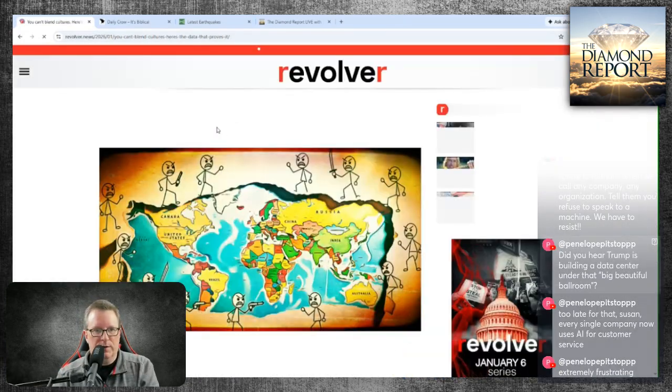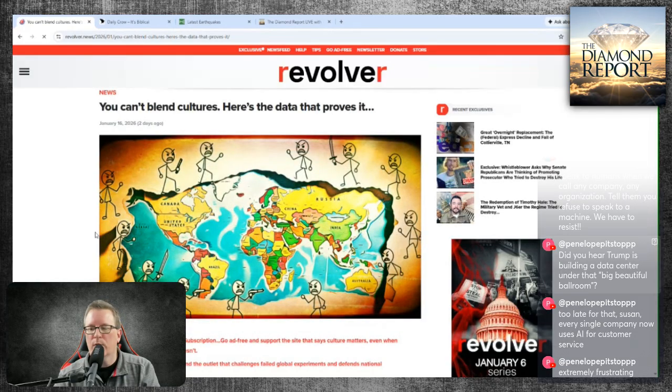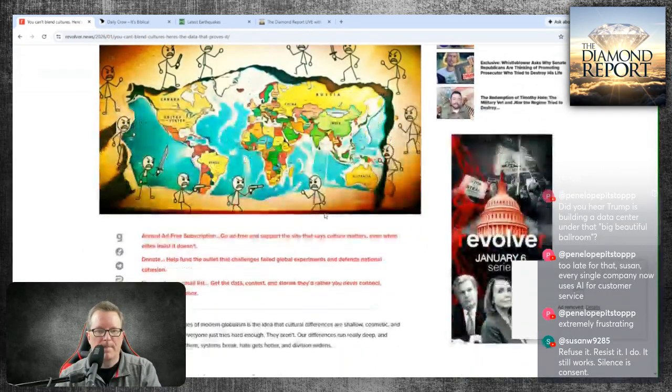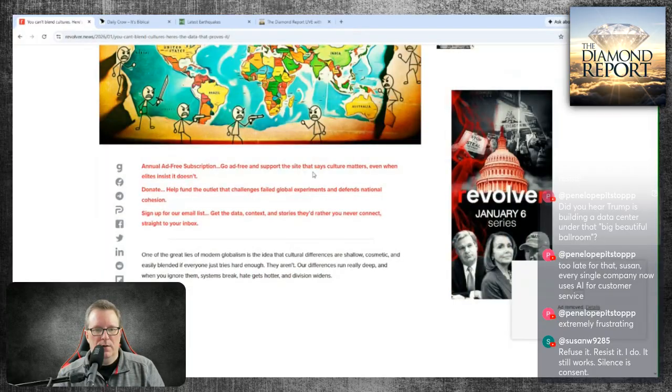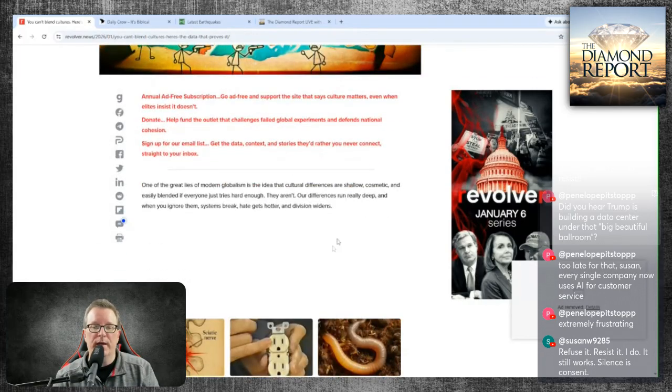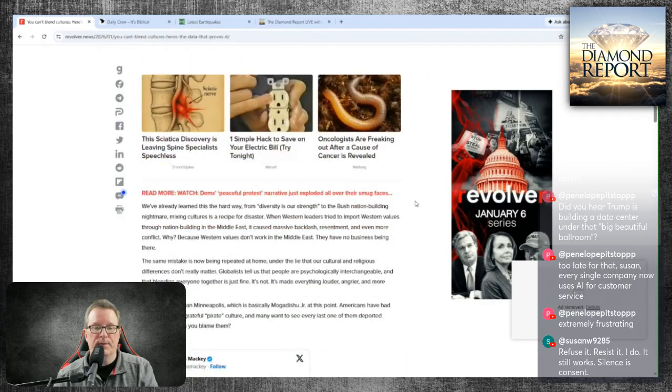All right, and then a Revolver article I came across I thought was worth mentioning. You can't blend cultures. Here is the data that proves it. Pretty interesting picture here. One of the great lies of modern globalism is the idea that cultural differences are shallow, cosmetic, and easily blended if everyone just tries hard enough. They aren't. Our differences really run deep, and when you ignore them, systems break, hate gets hotter, and division widens.